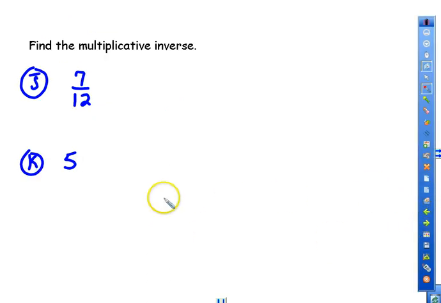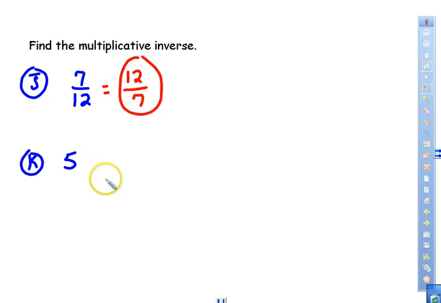Let's look at our next problem. This says find the multiplicative inverse. Okay, multiplicative inverse. So to do that, well, I'll let you solve it. So go ahead and hit pause and solve first. Multiplicative inverse is the same thing as finding the reciprocal of a fraction. So let's go ahead and do this, and it's just simply flipping that fraction to get 12/7.